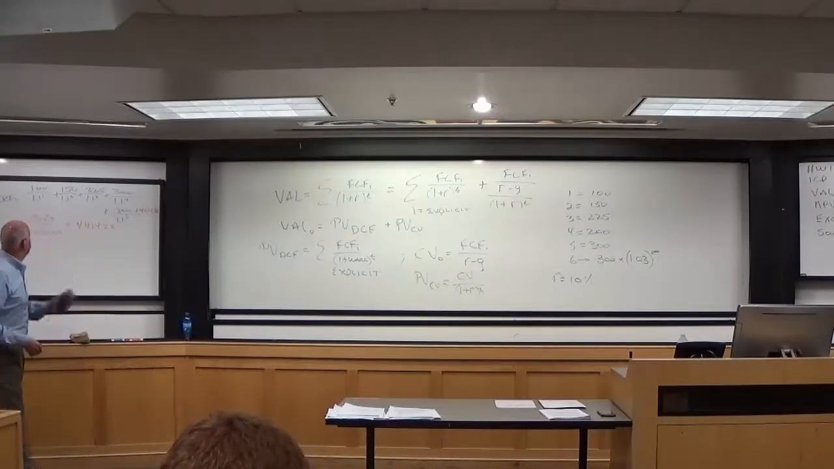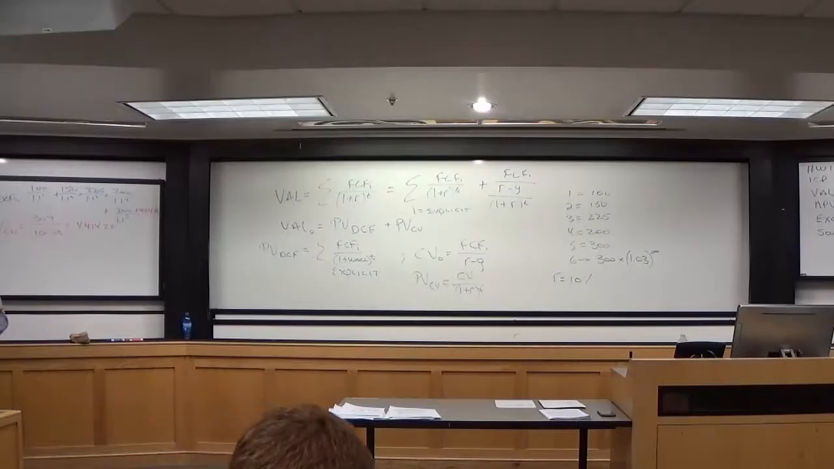Okay, so let's do this. We're going to use the cash flow function, not the top line time value function of the calculator. Why can we not use the top line time value function on the calculator?